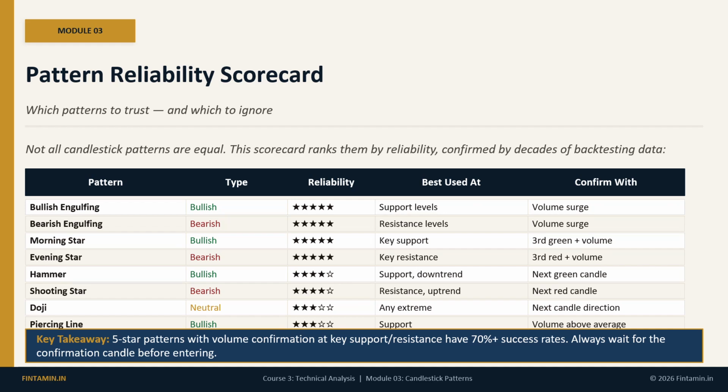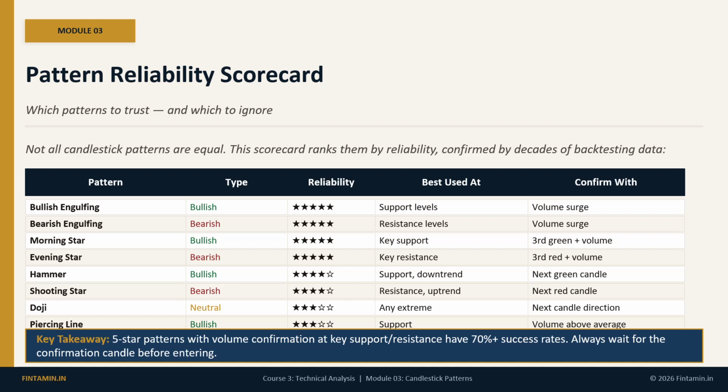Pattern reliability scorecard. Not all candlestick patterns are equal. Let me give you a quick reliability ranking. 5-star patterns, highest reliability, are bullish engulfing, bearish engulfing, morning star, and evening star. These work 70% or more of the time when confirmed with volume at key levels.